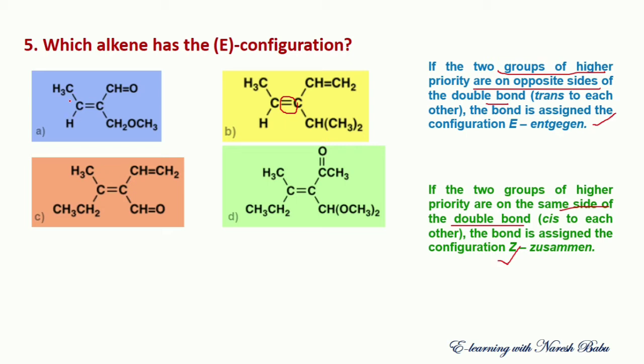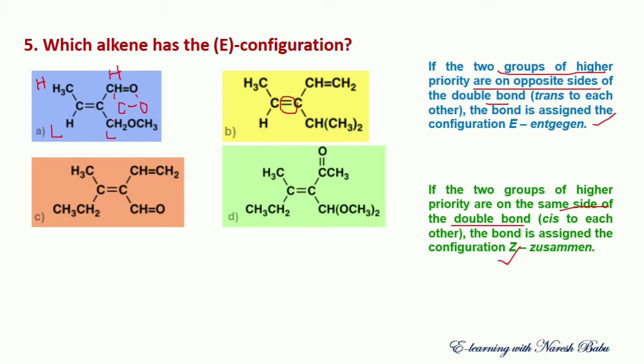So you can give the priority on this side. If you observe in this compound, this hydrogen has the lowest priority and this methyl has the highest priority, and if you observe in this one, it has the lowest priority and it has the highest priority. So for the double bond O, we can represent it as a carbon again, and O we can represent.